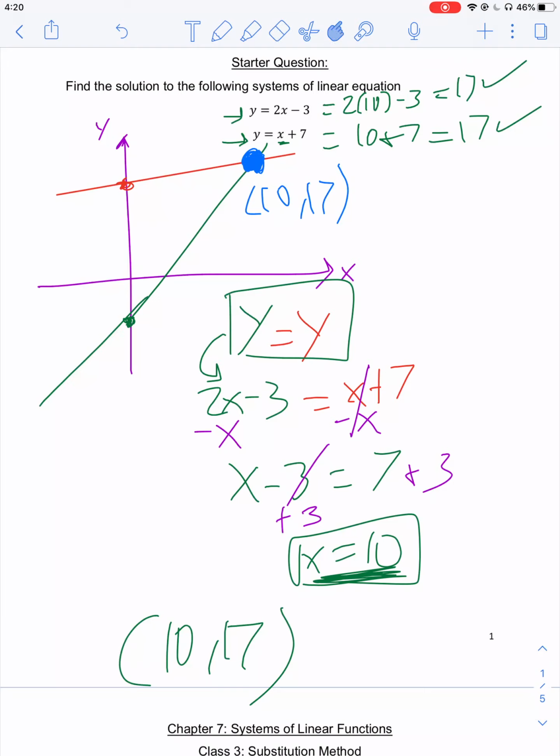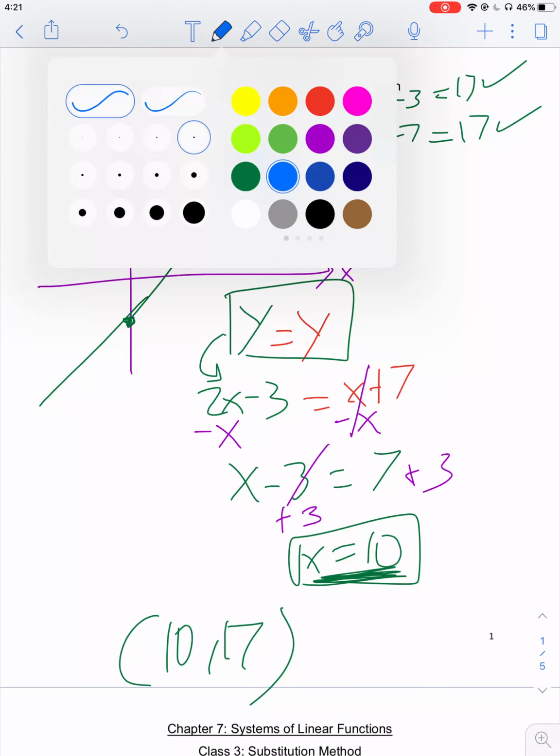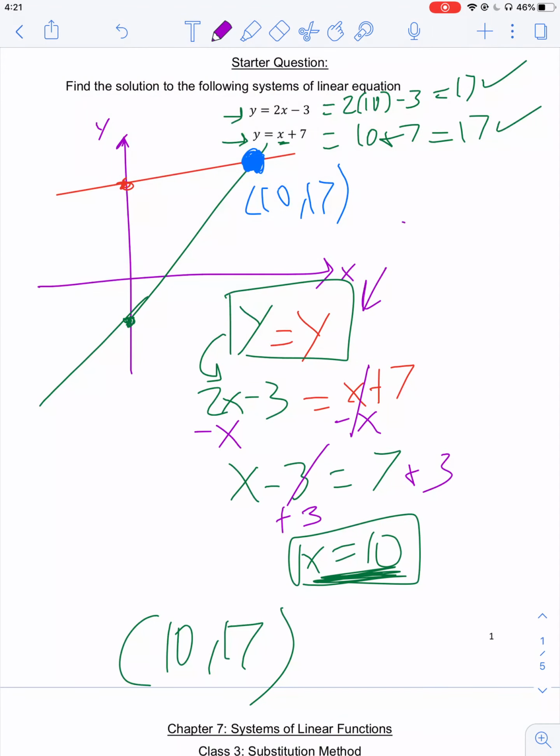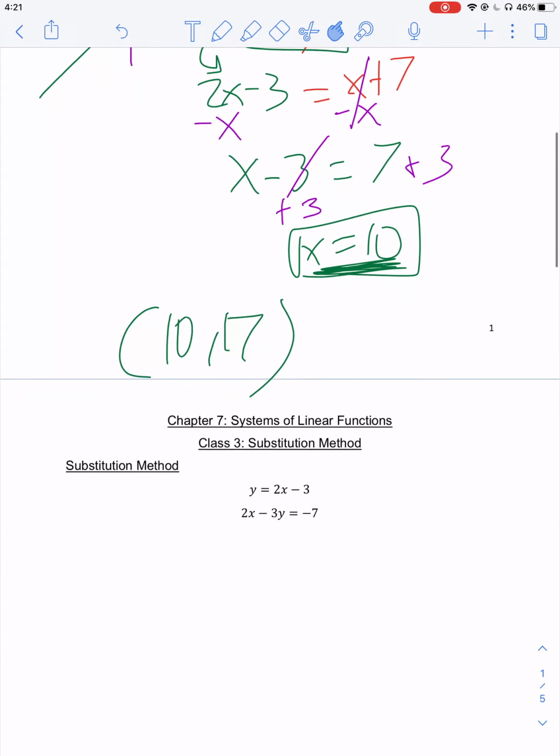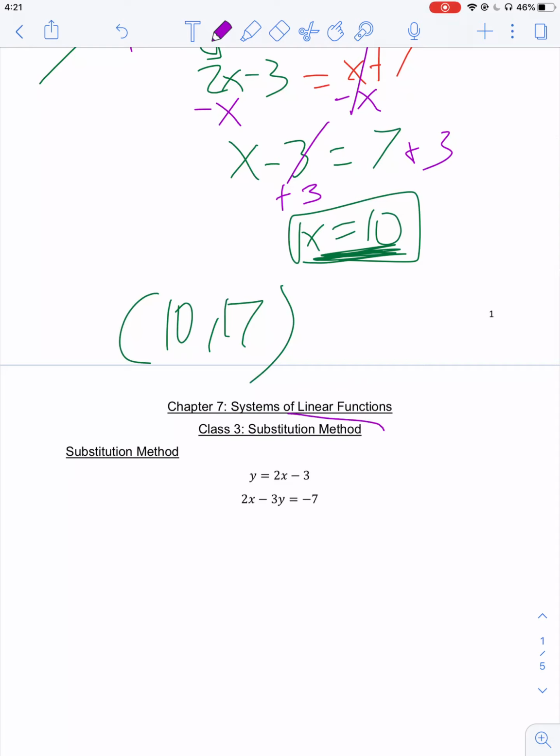This is just a refresher. What I used over here, this technique, is known as the comparison method. This is what we did last week. Now let's focus on the substitution method. The substitution method is what we're going to focus on today.